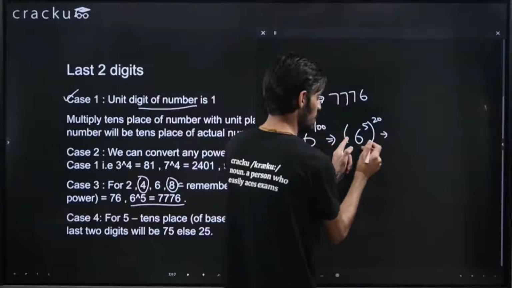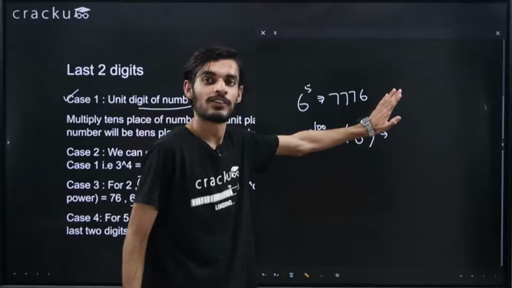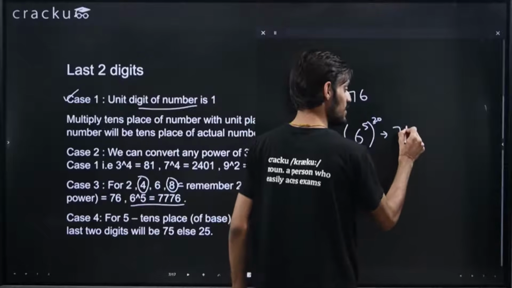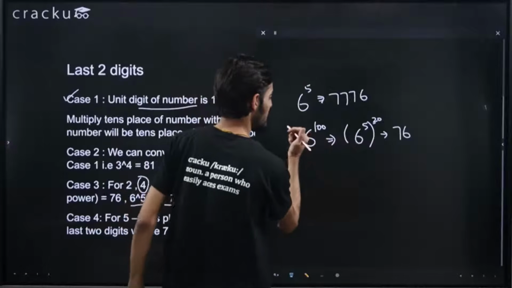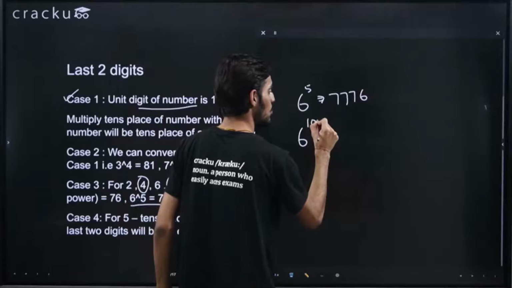So because this number has the last two digits as 76, 76 raised to any power will give me 76. Because this number is completely divisible, I can just write the last two digits as 76. In case, let's say I had a value that is 6 raised to power, let's say 102.